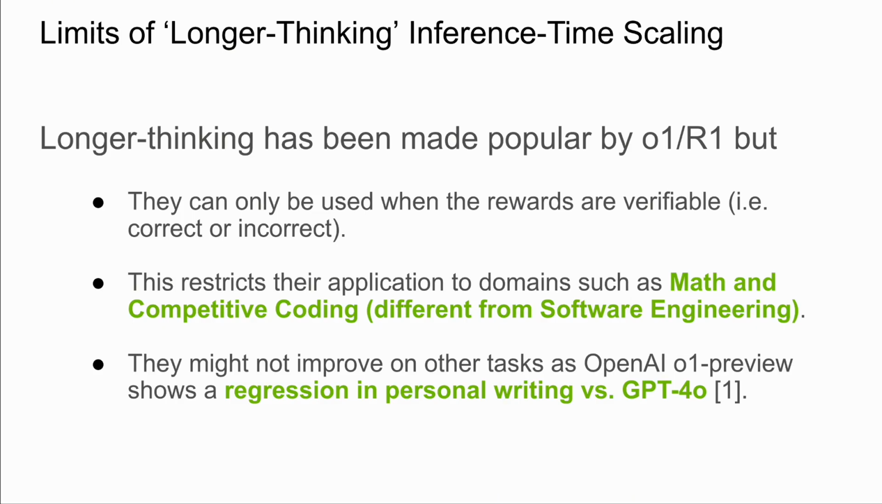This means, at least at that time, you could only really use it for math and competitive coding, which is different from software engineering. And for many other tasks, such as writing intensive tasks, you may not actually do better. For example, when O1 Preview first released the blog, it actually showed a regression in personal writing compared to their previous generation, GPT-4o.